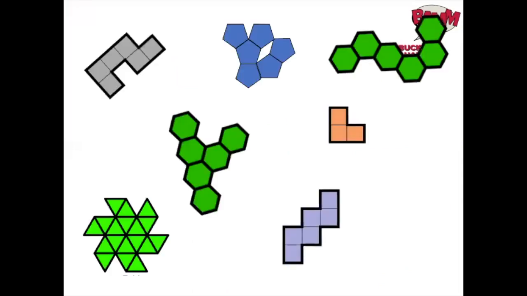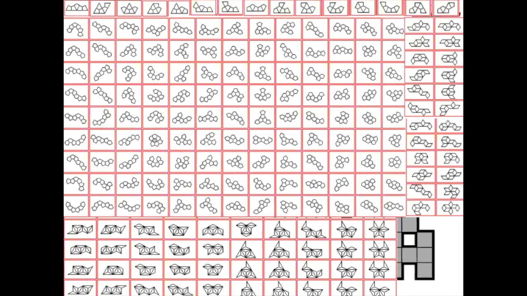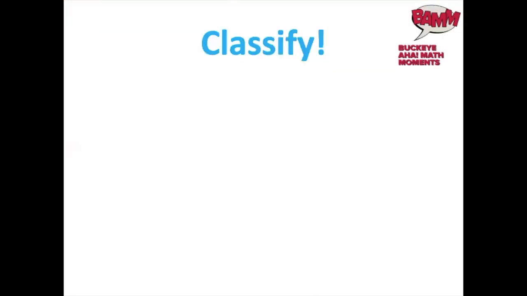Okay, so we want to study polyforms, but to do so we must have some order. If we try to do it all at once, we would soon lose track of things. A good strategy is to start by classifying the objects we want to study. This is a very popular strategy in science and math.